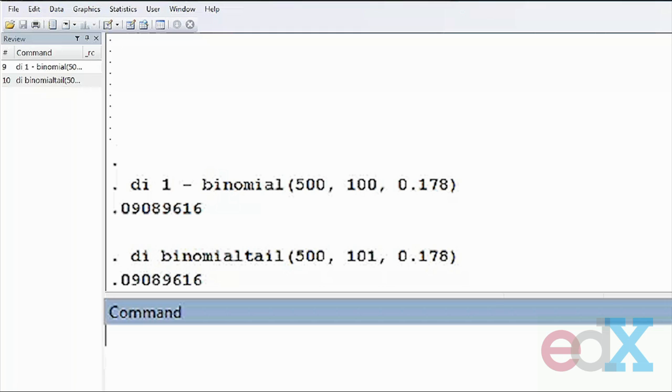And we get the exact same answer. So this is showing you that you can use either 1 minus binomial or the binomial tail command to obtain this probability that X is greater than 100. But keep in mind, it's very, very important as to whether you're dealing with less than or equal to versus less than, greater than or equal to versus greater than, when you're dealing with discrete outcomes like in the binomial setting.